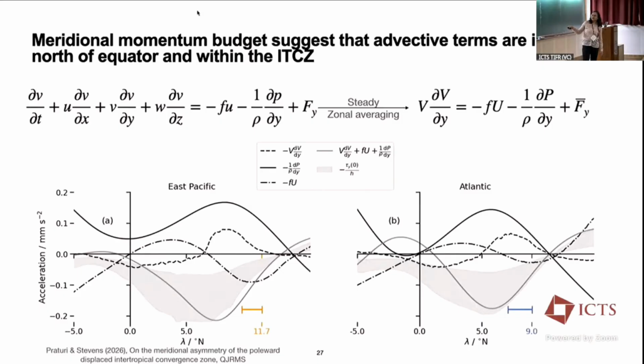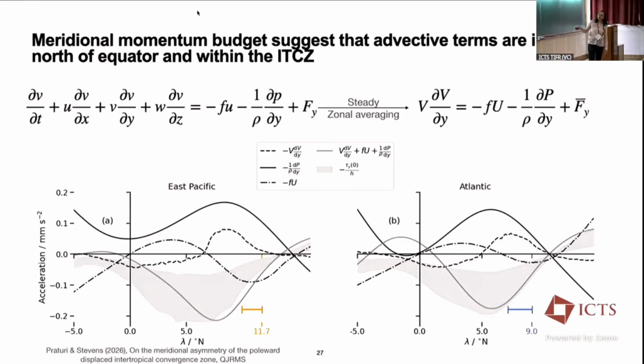And the ITCZ in the East Pacific is given by this orange dash, and the Atlantic ITCZ is given by the blue dash. And if you want to understand whether the advection is important or not, we just look at the dashed line, and you see that it's comparable in magnitude to Coriolis, which is the dash-dot line, in both basins.